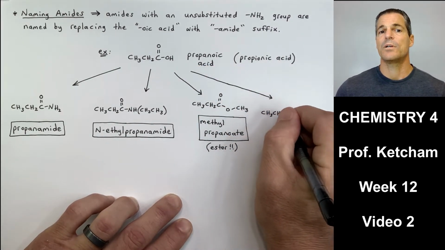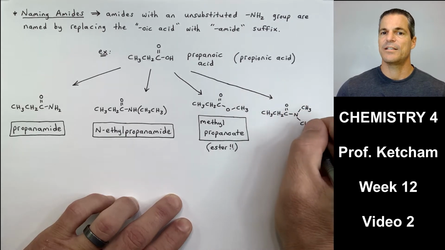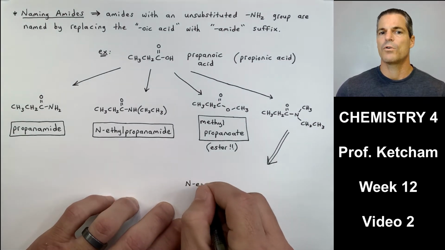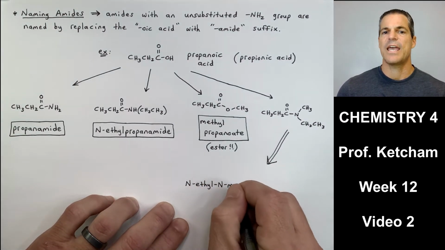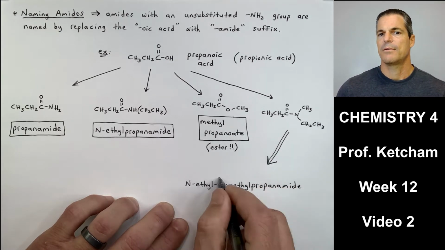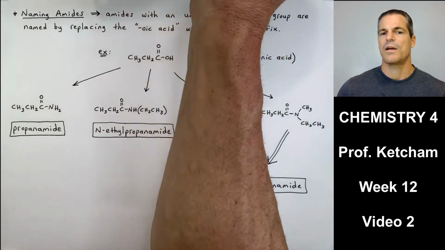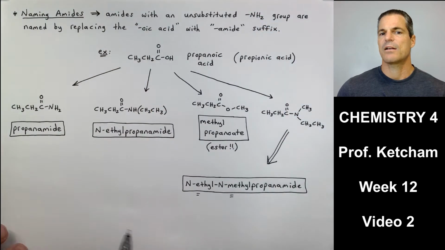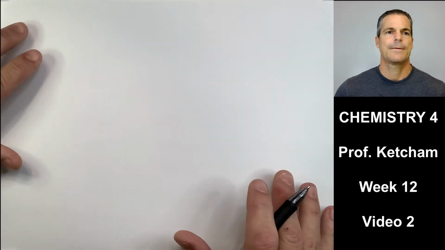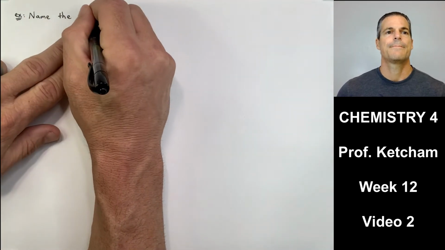All right, the last one over here, CH3CH2, C double bond O, and the nitrogen has got 2 different things attached to it. So ABC order, we have N-ethyl, N-methyl propanamide. Okay, pay very close attention to the ABC order there, right? E, M. I can't call this N,N-diethyl or dimethyl because they're different. All right, practice makes perfect. There are homework problems in chapter 14 on that stuff.